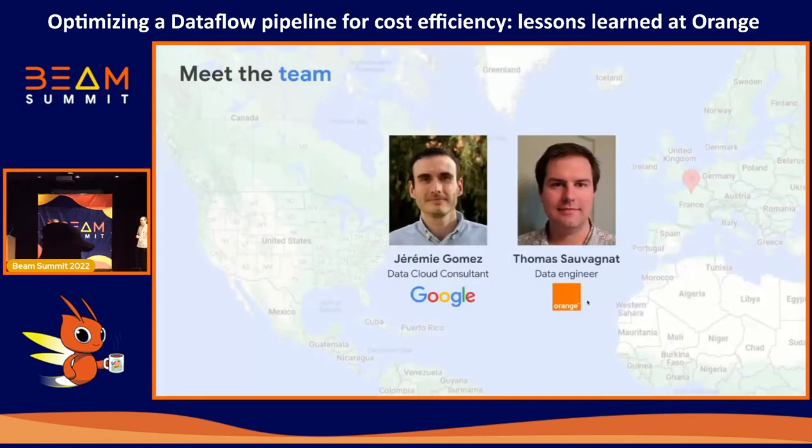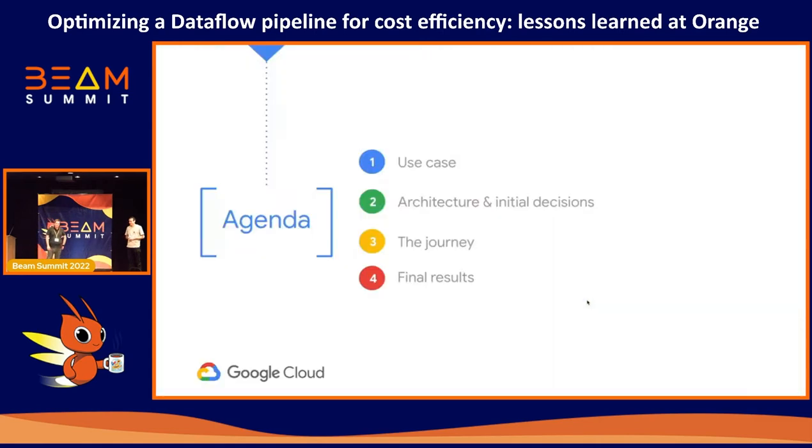So my name is Jeremy Gomez. I'm a data consultant in the professional services at Google. I help our customers migrate from their on-premises systems to Google Cloud Platform, mostly. And I've worked for some time with Orange, lastly. And hi, everybody. I'm Thomas. I'm a data engineer. I work at Orange, and we both came from Paris, France.